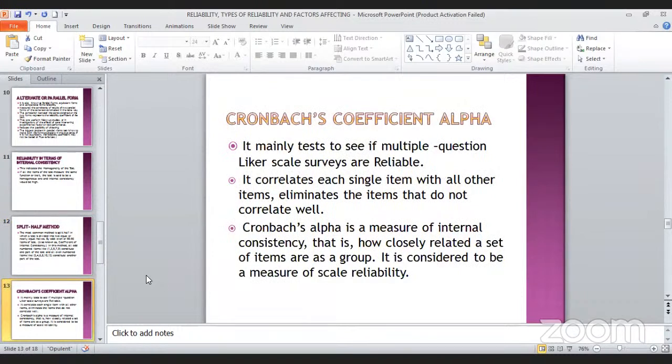We have learned Cronbach's coefficient alpha in the last session. We use this to see whether multiple-question scale surveys are reliable. It correlates each single item with the other items, and Cronbach's alpha eliminates the items that do not correlate well. We clearly saw that in the last session. Cronbach's alpha is a measure of internal consistency, that is, how closely related a set of items are as a group, and it is considered a measure of scale reliability.